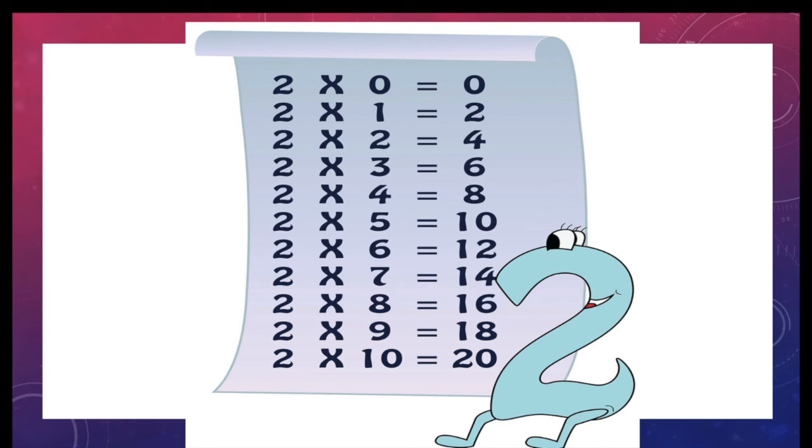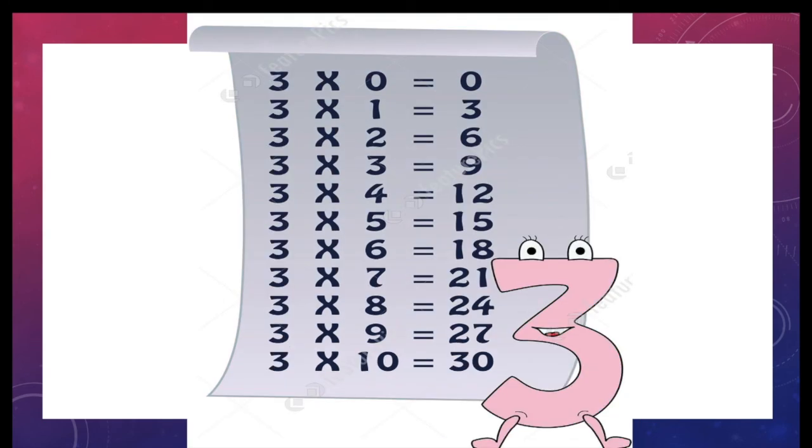Come, let us say again. 2 ones are 2. 2 twos are 4. 2 threes are 6. 2 fours are 8. 2 fives are 10. 2 sixes are 12. 2 sevens are 14. 2 eights are 16. 2 nines are 18. 2 tens are 20. So we have seen the 2 table. Next let us see the 3 table.